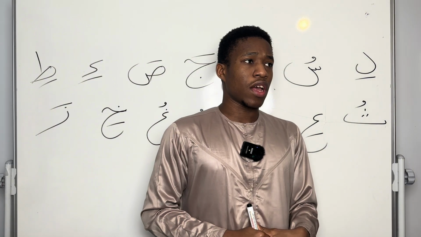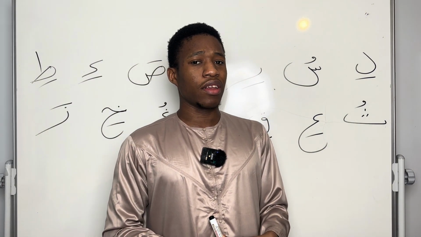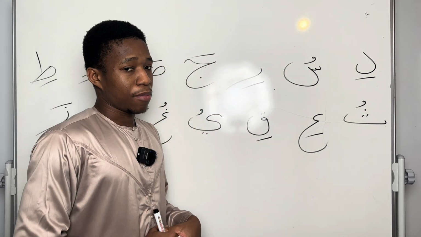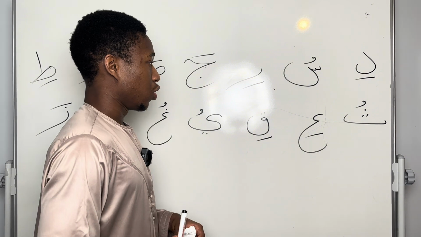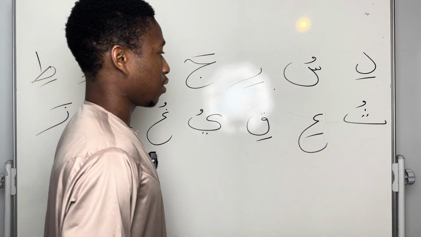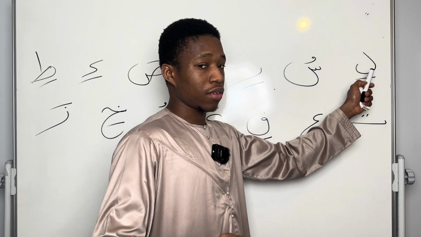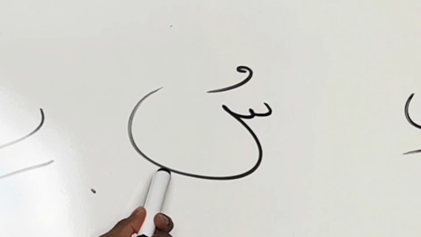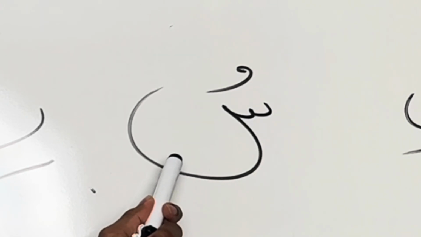MashaAllah. So you need to get at least 10. If you get less than 10, that means that you need to work on your Arabic alphabet. You really need to work on them. Let's start the test now. So we are done with Dal Kasra D. Which one is this? You've got only 5 seconds.